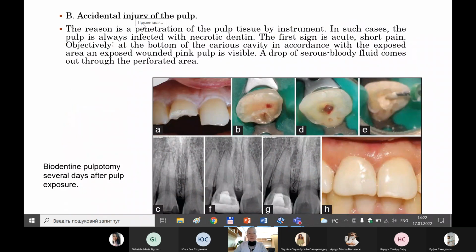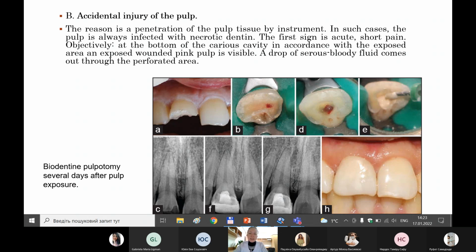Accidental injury of the pulp, another reason for traumatic pulpitis. The reason is a penetration of the pulp tissue by instrument. In such cases, the pulp is always infected with necrotic dentine because instrument was with necrotic tissues. The first sign is acute short pain.